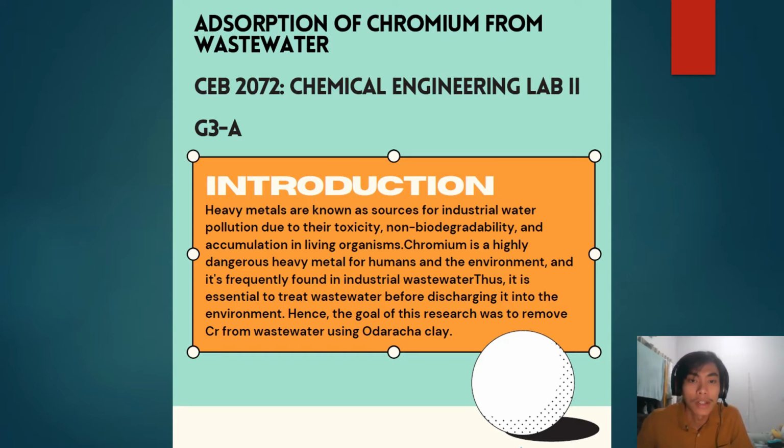As we all know, heavy metals are known as sources of industrial water pollution due to their toxicity, non-biodegradability, and accumulation in living organisms. Chromium is a highly dangerous heavy metal for humans and the environment, and it is commonly known in its trivalent and hexavalent forms, and it is most frequently found in industrial wastewater. Thus, it is essential to treat wastewater before discharging it into the environment. Therefore, the goal of this research was to remove chromium from wastewater using the adsorption method with Odaracha clay as the adsorbent.